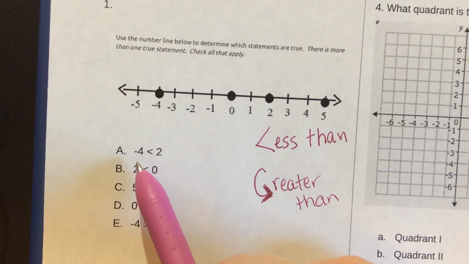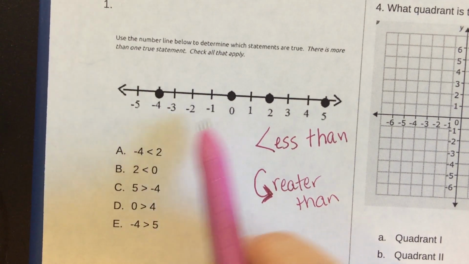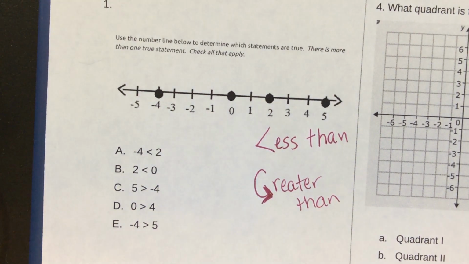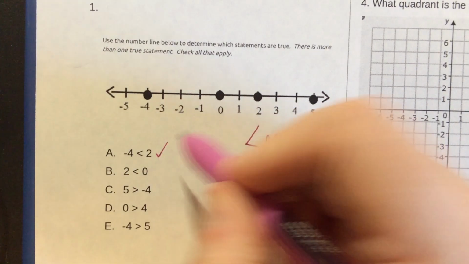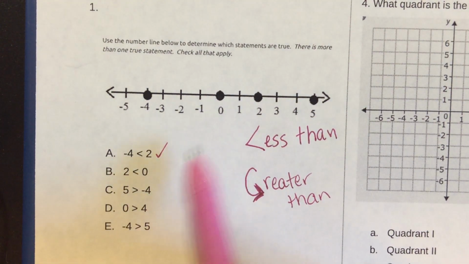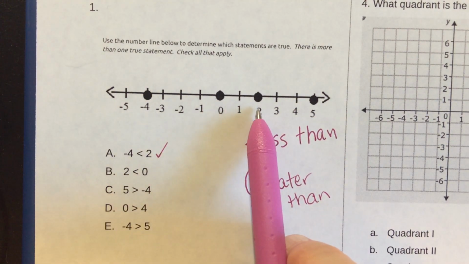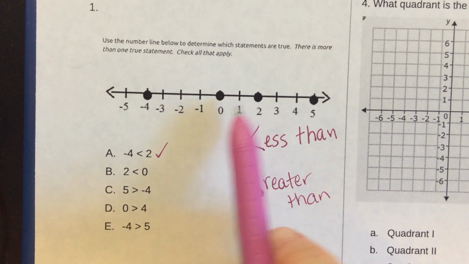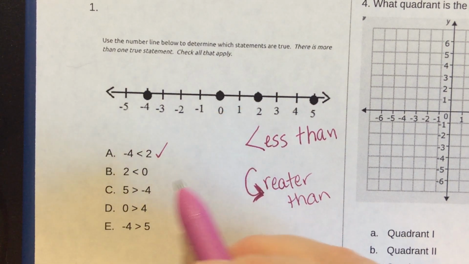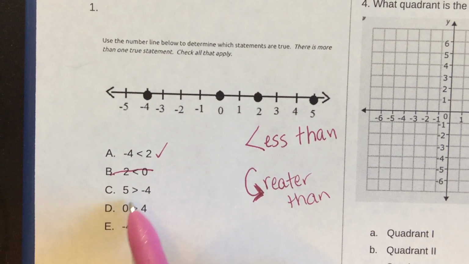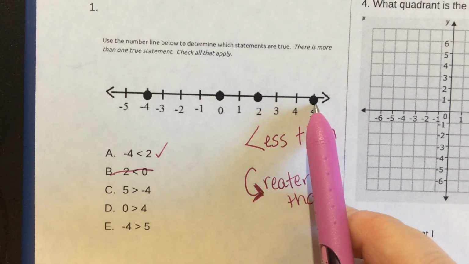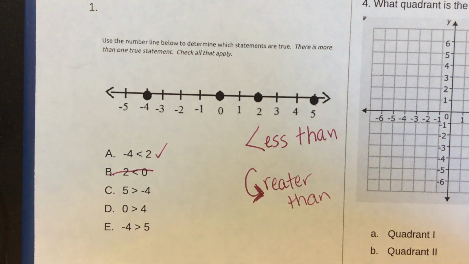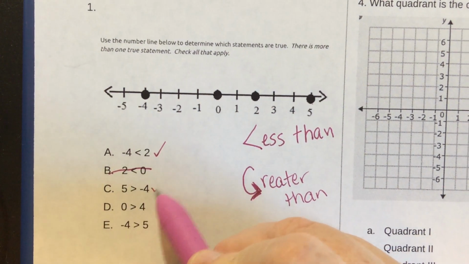So let's look at it. Is -4 less than 2? It's farther to the left, so true. Is 2 less than 0? No, it's to the right, so it's greater than. Is 5 greater than -4? 5 is to the right of -4, so it is greater than.